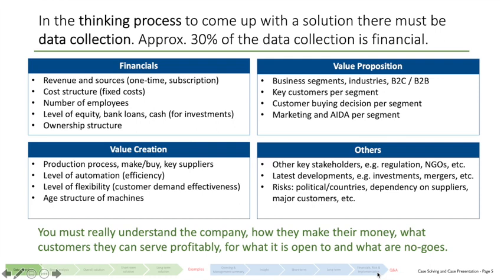And also things like marketing, AIDA meaning attention, interest, desire, action. The reason being, I believe marketing is a very important part of every case suggestion that is required to convince the jury. And that's why marketing enjoys a little bit of high importance here. Then number 3 would be the actual value creation. What is the production process? What do we make? What do we buy? So what are the key suppliers?